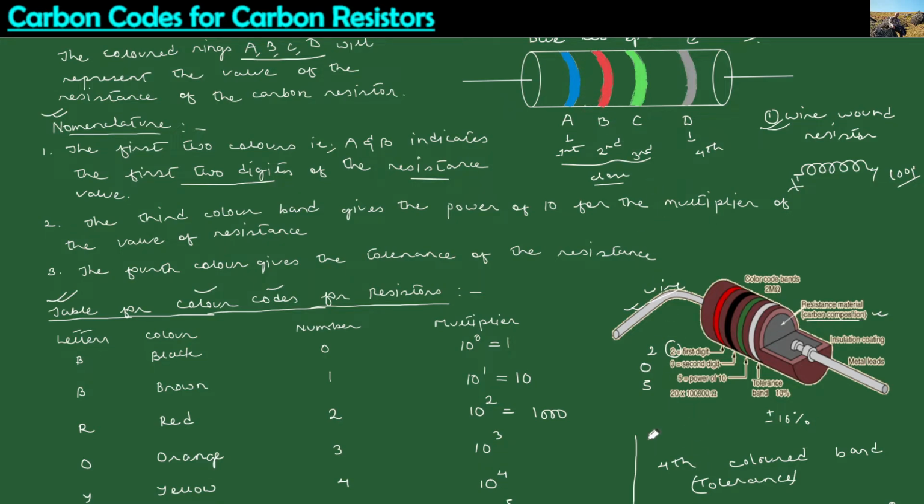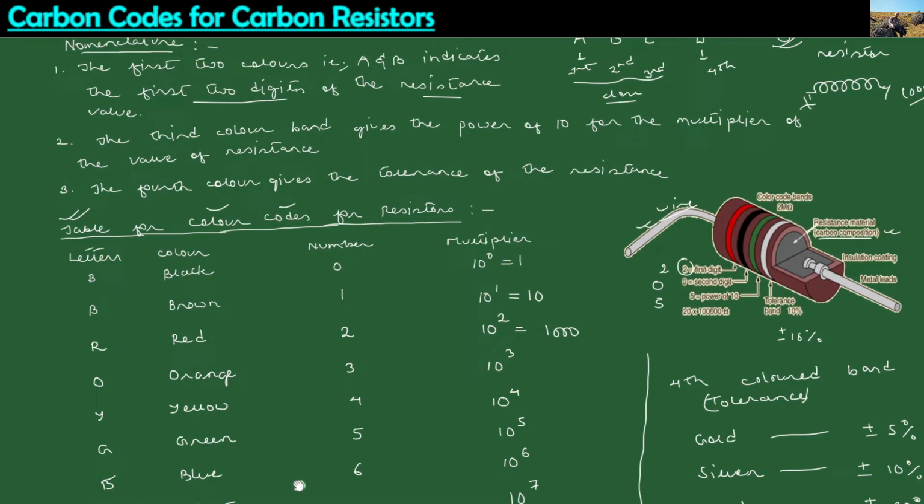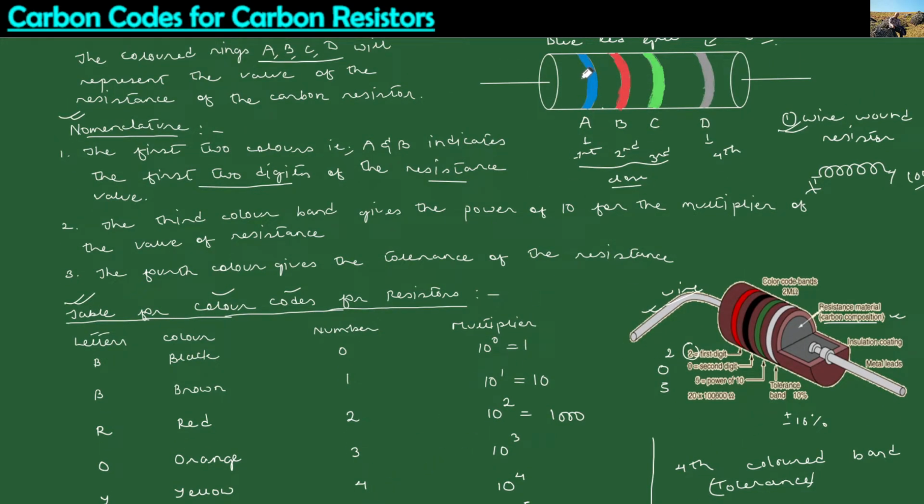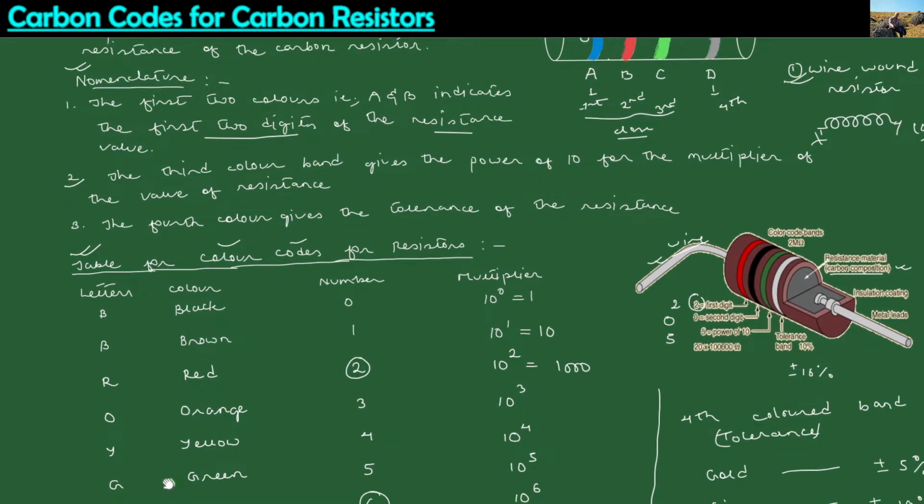When you look at that table, what is the blue color representing? The blue color, digit multiplier, is equal to 6. So in this case, the value of A will be 6. Then red: the value of red will be 2, so I write here 2. Then C, the third color band, gives the power of 10. C is green. When you look at the table, how much is green? The multiplier is 10 to the power how much?